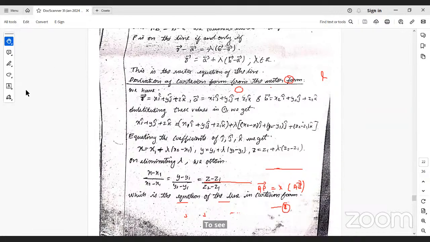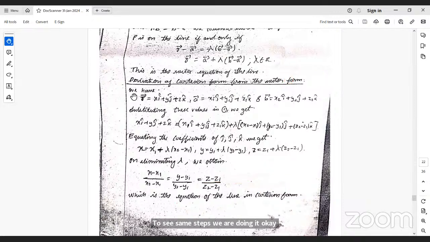So in the same way we can write down. So see, r is equal to xi cap plus yj cap plus zk cap, a is equal to x1 i cap plus y1 j cap and z1 k cap, and b is equal to x2 i cap plus y2 j cap and z2 k cap. Okay, so substitute the values in place of r, a and lambda into b minus a, which means we need to subtract the vectors component wise. Okay, subtract the vectors component wise. So it will be (x2 minus x1) i cap, (y2 minus y1) j cap, and (z2 minus z1) k cap.